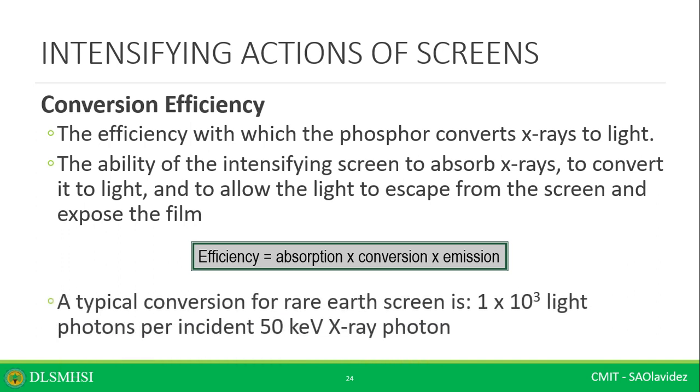Now, a typical conversion for a rare earth intensifying screen is 1 to 1000 light photons per incident 50 kiloelectron volt X-ray photon. That means for every one X-ray photon that our intensifying screen receives at an energy of around 50 kiloelectron volts, it will emit in response around 1000 light photons. Now you have to take note that we are using higher energy X-ray photons than this 50 kiloelectron volts. Therefore, one X-ray photon can be converted to much more than 1,000 light photons.